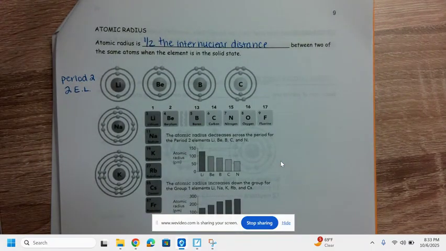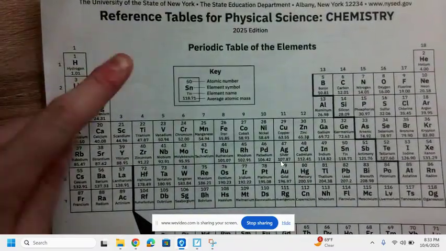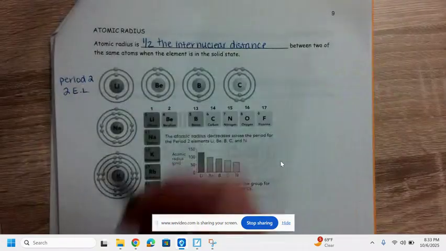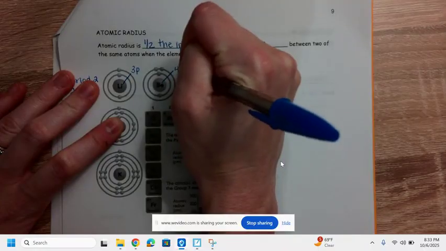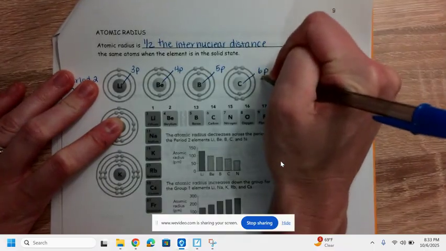Now let's take a look at how many positive protons are in the nucleus. In lithium, we have 3 protons. In beryllium, we have 4. In boron, we have 5. And in carbon, we have 6. So we're increasing our nuclear charge. So 3 protons, then 4 protons, then 5 protons, and 6 protons. Remember, those are positive.